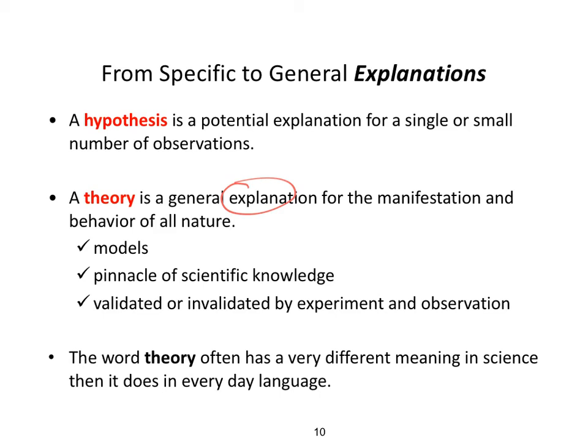But in science, it means something very different. We're not uncertain about theories at all. They are our best explanations. We are as certain about them as we can be about anything. And so a theory means something very different to a scientist than it does in everyday language. What distinguishes a theory from a law is just that the theory is an explanation where the law just tells us what happens.